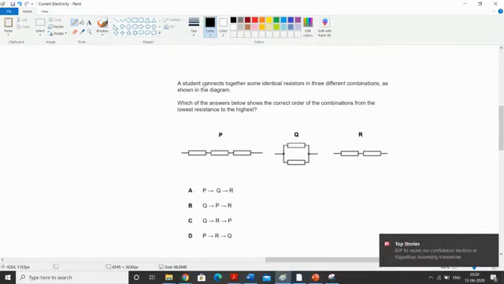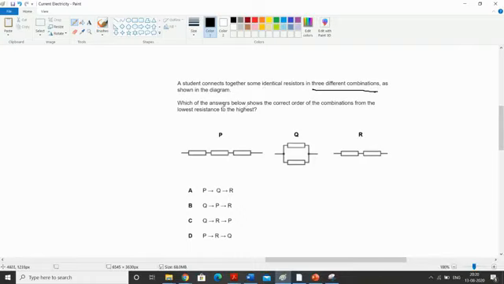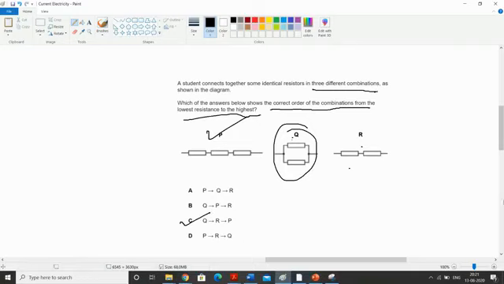Next, a student connects together some identical resistors in three different combinations. Which of the answers below shows the correct order of the combinations from the lowest resistance to the highest? So we know that series has the highest resistance and parallel has the lowest resistance. So P will be the highest resistance, this will be the lowest one, and then in the middle is R. It is asking from lowest to highest. So lowest is Q, then R, and then P. So Q, R, P. That's the answer C.